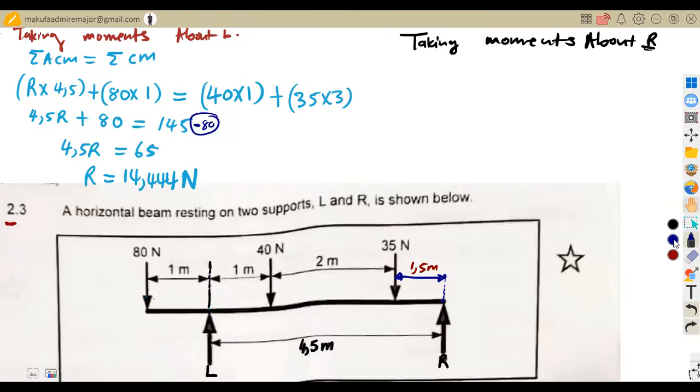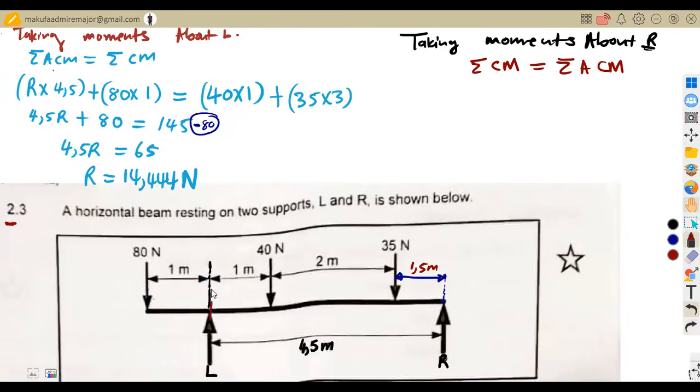So we can consider the sum of the clockwise moments equal to the sum of the anti-clockwise moments. If you use the same formula, anti-clockwise equal to clockwise, you still get one and the same thing, but it's best for you to work with the unknown part that you are working with on the left-hand side, so that you can properly work, but it does not even affect our calculations at all.